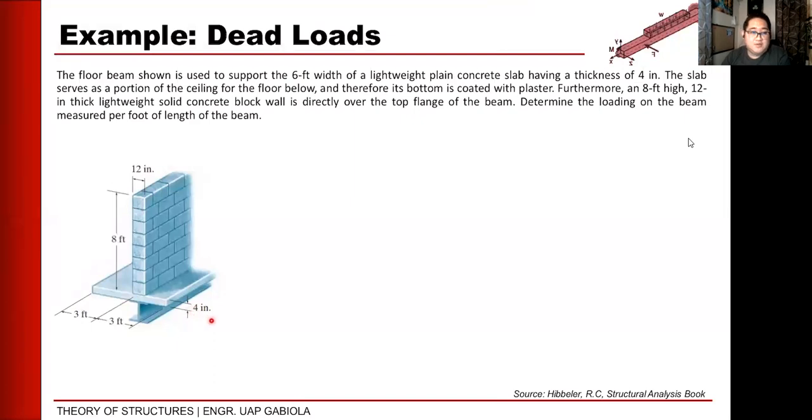The slab serves as a portion of the ceiling for the floor below, and therefore its bottom is coated with plaster. Okay? Furthermore, an 8 feet high, 12-inch thick, lightweight solid concrete block wall is directly over the top flanges of the beam. So directly upward on the top of the flanges of the beam. So ito yon. Determine the loading on the beam measured per foot of length of the beam. Okay? So ito yung three-dimensional na itsura niya.